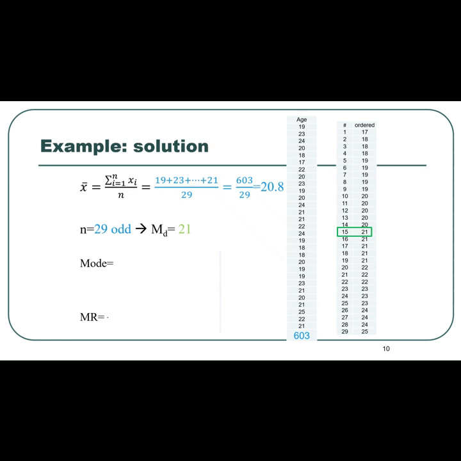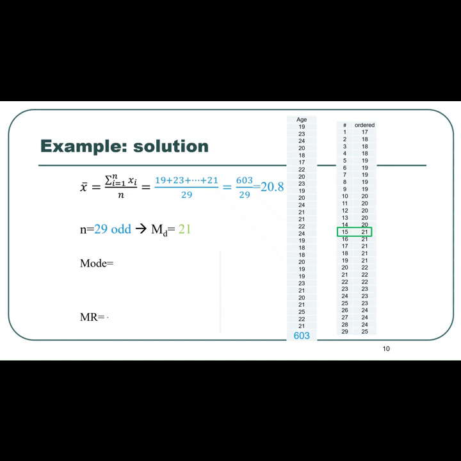Another way to come at the same value is to take your n divided by 2. It's going to give you 14.5. This is not a position, so round it up, it would be 15. So the observation in position 15, after ordering them, of course, would be your median, which is the 21.